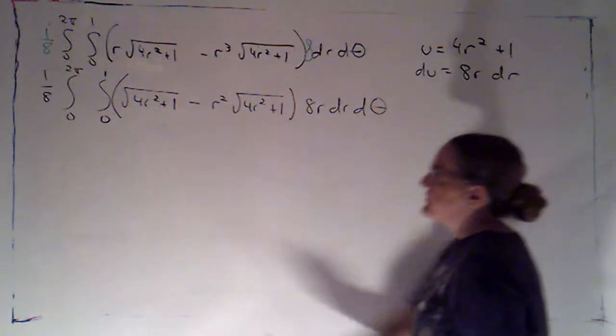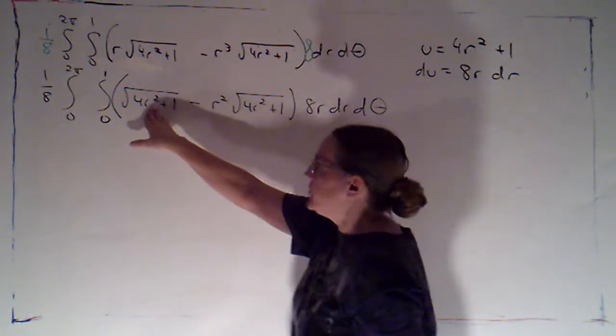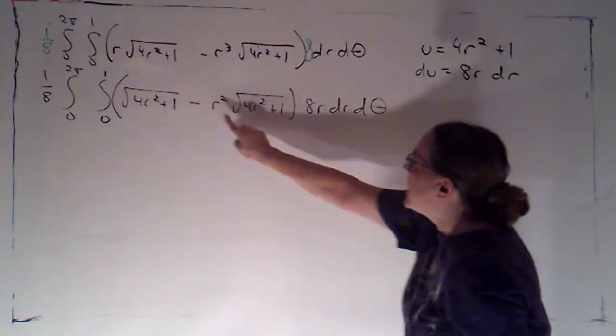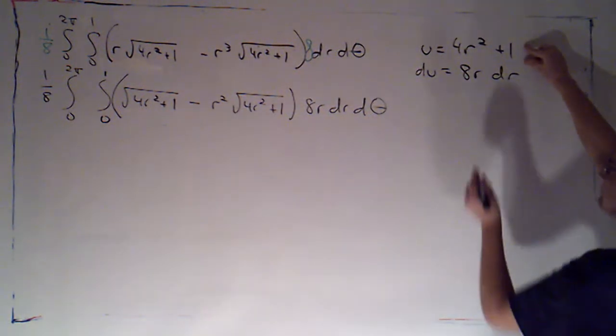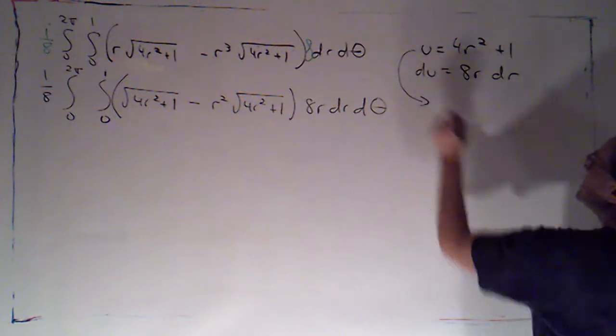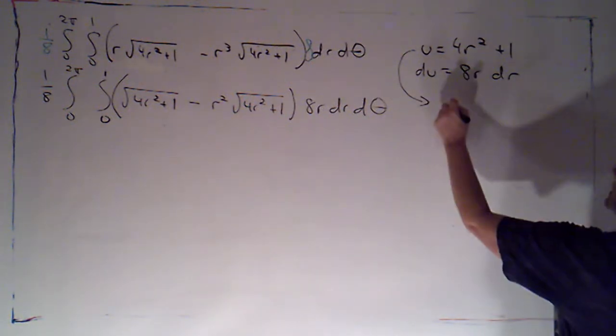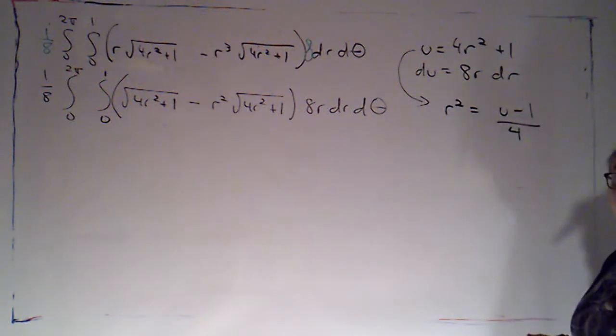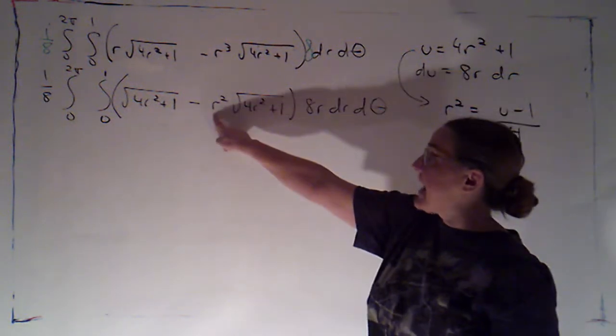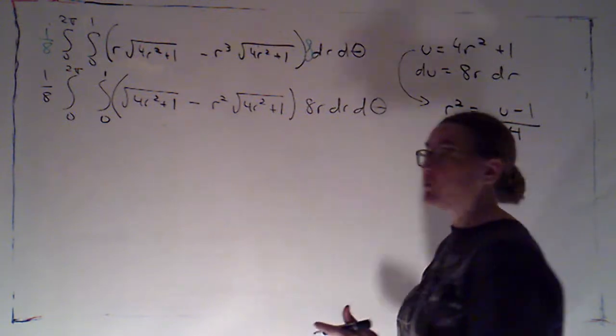Okay. Now, this piece is going to be nice. That's just a root u. That's also a root u. But I've got this extra factor of r squared. Well, I can figure that out. If u is 4r squared plus 1, r squared is u minus 1 over 4. So I'm just going to rewrite that extra piece in terms of u as well.